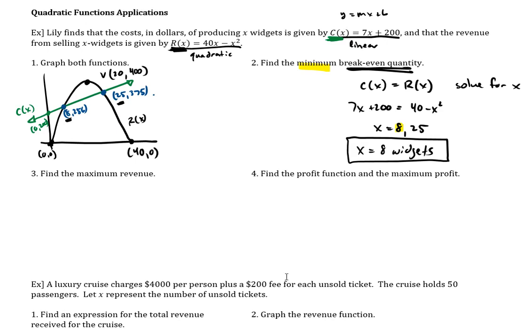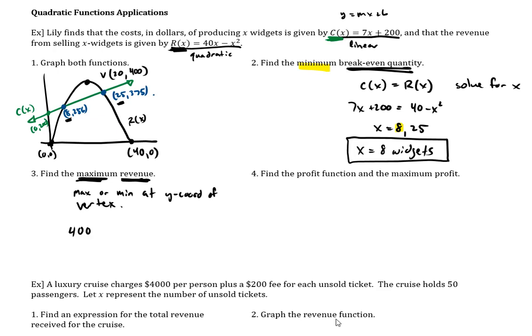Find the maximum revenue. Okay, so this is only about revenue. Remember, or if you're going in order, if you're not, we'll break it down here. Maximum revenue is a quadratic function. The max or min occurs at the y-coordinate of the vertex. So all I have to do is look at my graph and say, well, it's 400.